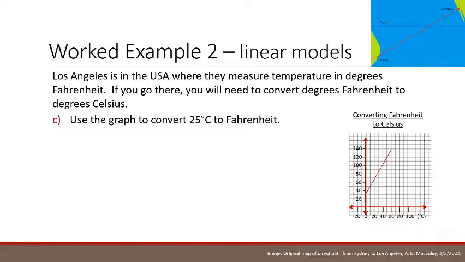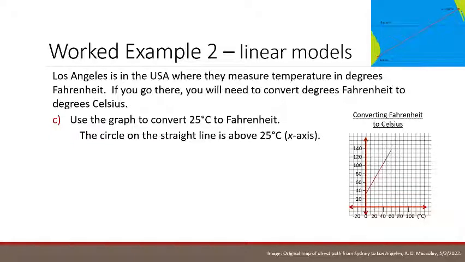Well, let's have a look at part C. It says, use the graph to convert 25 degrees Celsius to Fahrenheit. Well, let's find that on the graph. So we look along the horizontal axis and look for the circle, and we circle it on the straight line above the 25. And if you look on the vertical y-axis, you can see it's around about 75 degrees Fahrenheit. So 25 degrees Celsius equals 75 degrees Fahrenheit.